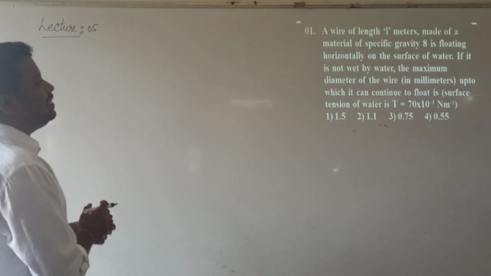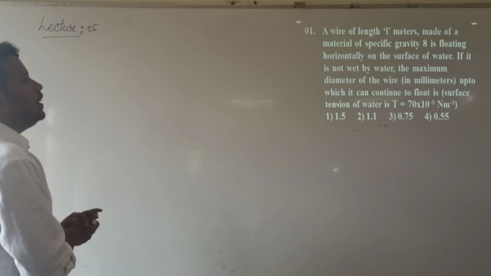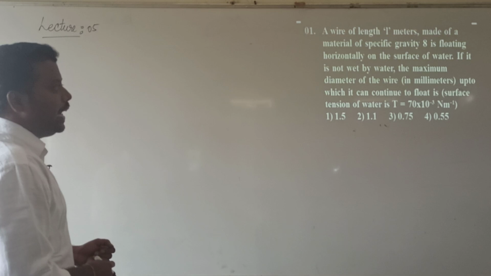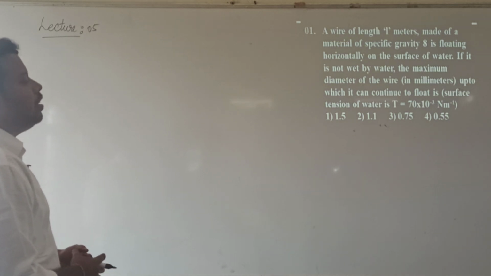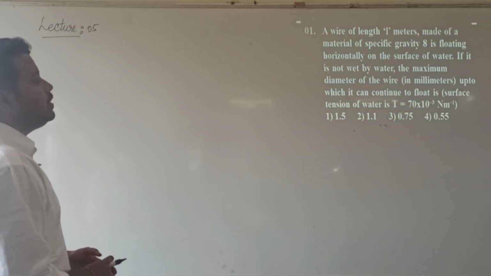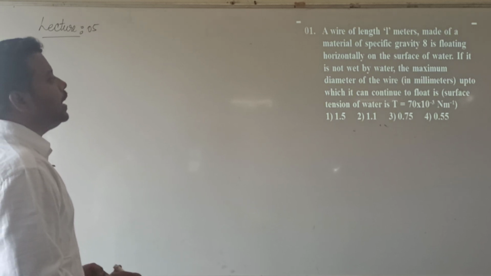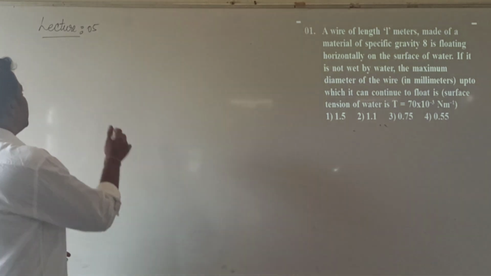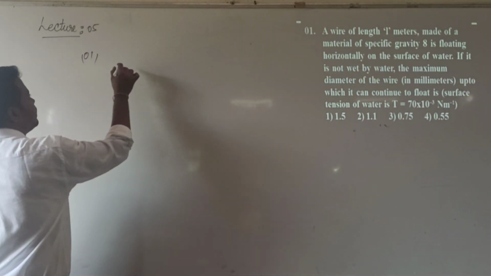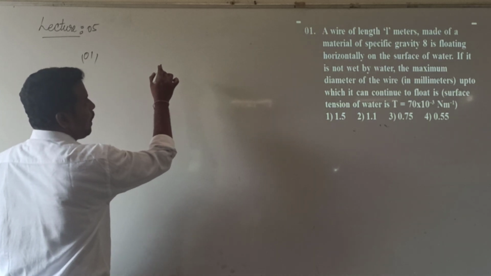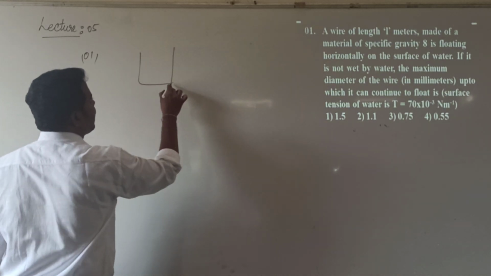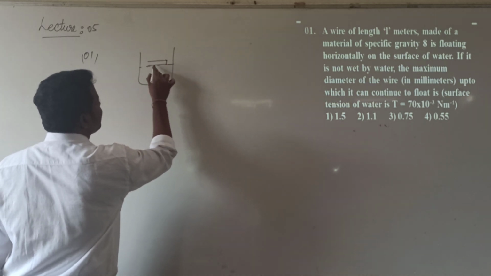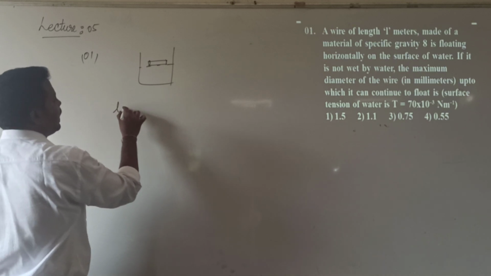A wire of length 1 meter, made up of material of specific gravity 8, floating horizontally on the surface of the water. If it is not wetted by the water, the maximum diameter of the wire up to which it can continue to float is. So question number 1, what they have given is: on the surface of water, a container is filled with water, and on the surface one wire is there. What is the wire length? L value is 1 meter.